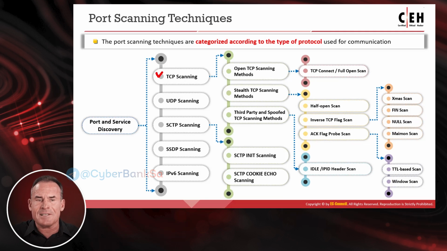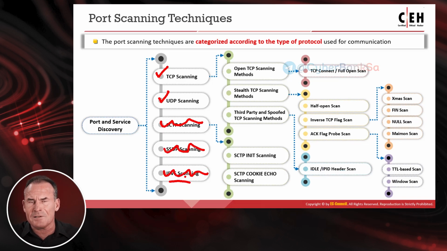We're going to focus on TCP and UDP. We're not going to worry about SCTP or SSDP or IPv6 right now. Now, I'll come back to IPv6 a little bit, but we see a lot of IPv4 in networks, even though IPv6 has been out for years. I've got a little story about that. We're going to circle back to it.